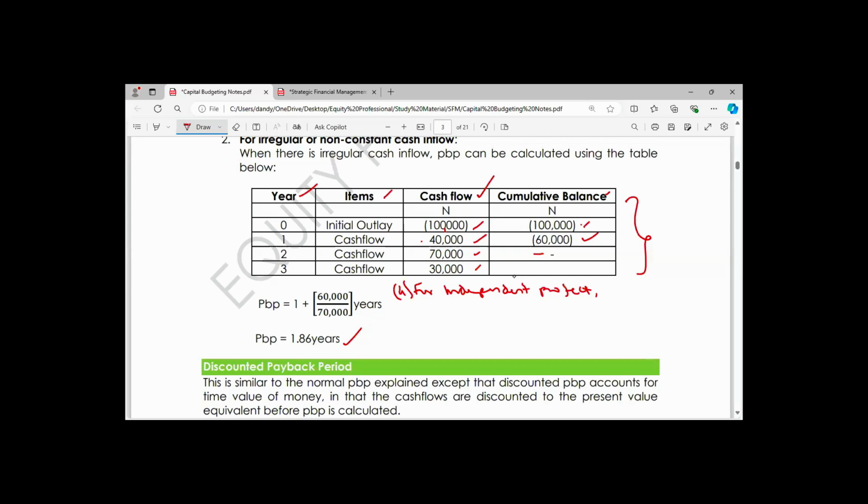Then number B, for mutually exclusive projects, accept any project with a shorter payback period, provided it is equal to or shorter than management's predetermined payback period. I repeat, for mutually exclusive projects, accept any project with a shorter payback period, provided it is shorter or equal to management's predetermined payback period. That's the decision rule.